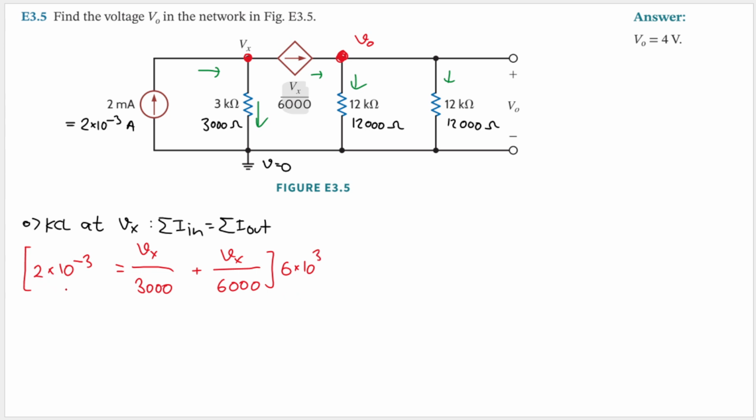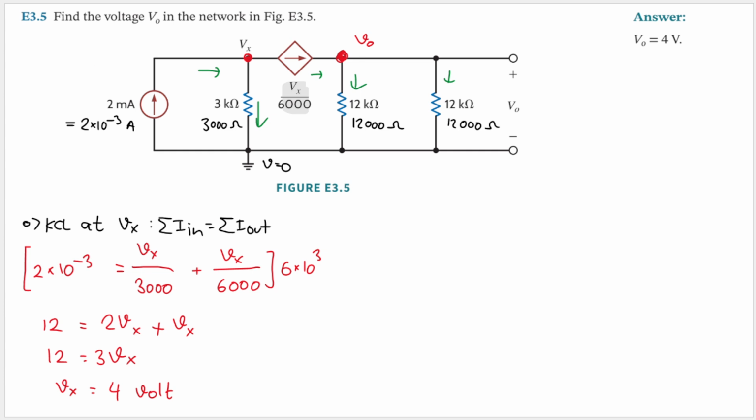Okay, 2 times 10 to the minus 3 and 10 to the 3 will cancel each other out. So we will have 12 on the left hand side. And then we will have 2Vx plus Vx. And that means that we will have 12 equals 3Vx. And so we'll have Vx is equal to 4. And because we are working in SI units, this is 4 volts. Okay, so this is the result for the KCL at Vx. We get the value of Vx.